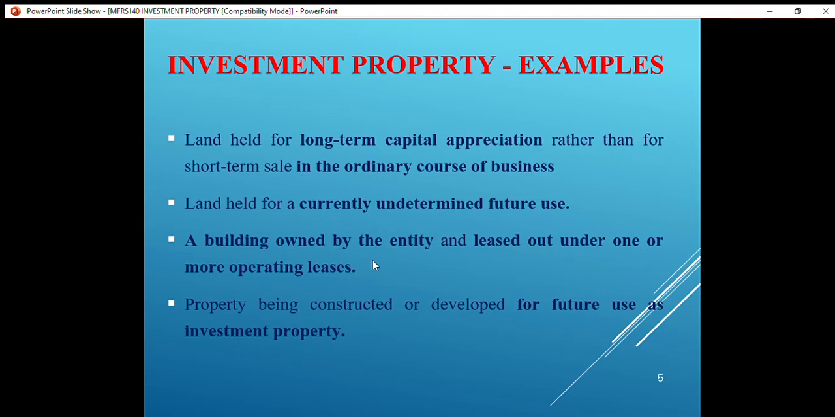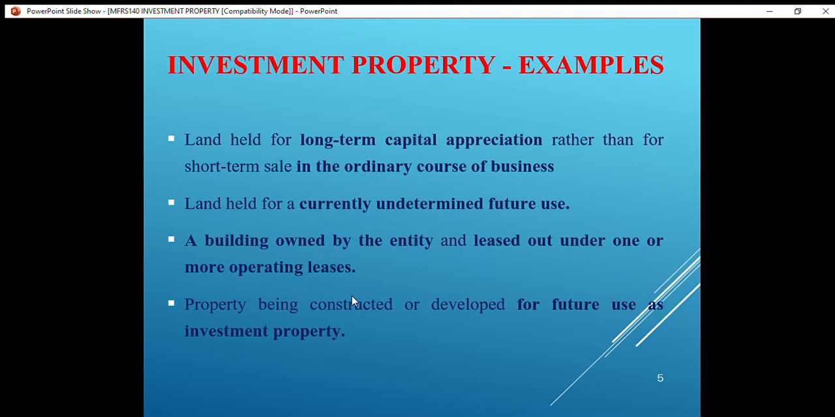An entity can have a building that has many floors or many stories, and each floor can be leased out separately. That's why it is stated that a building owned by the entity is leased out under one or more operating leases, because a building can have more than one floor or story, and each floor can be leased out separately by the owner of the building.